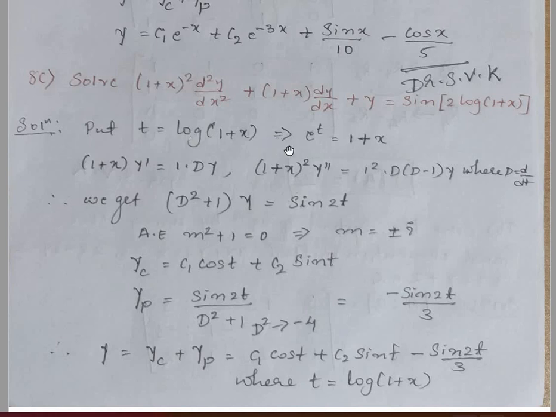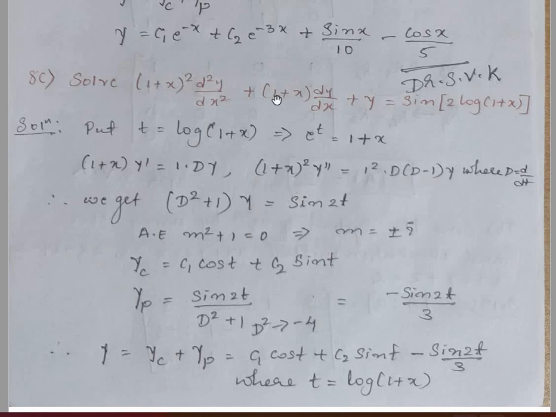Then raising by e on both sides, I am going to get e power t equal to 1 plus x. Now the substitution will be: (1 plus x) y dash will be as what? 1 into Dy, and (1 plus x) square y double dash will be 1 square into D minus 1 on y.